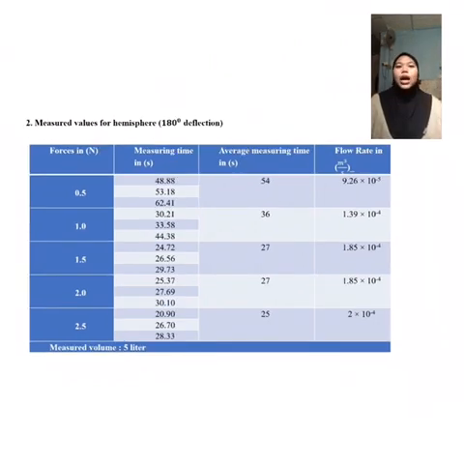Okay, next, measured values for the hemisphere, 180-degree deflection. In the data we have forces and measuring time. The average measuring time and flow rate we need to calculate. So for the average measuring time, add all the times and divide by 3. So we get the answer. Flow rate is also the measured volume divided by the average measuring time. So we get the answer.